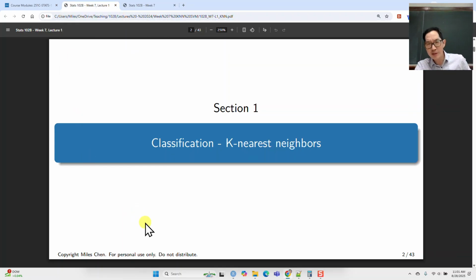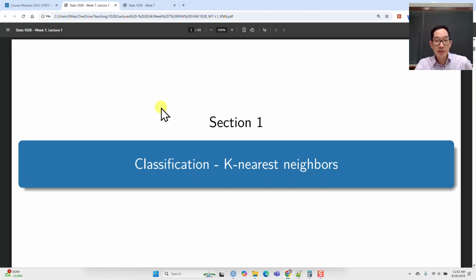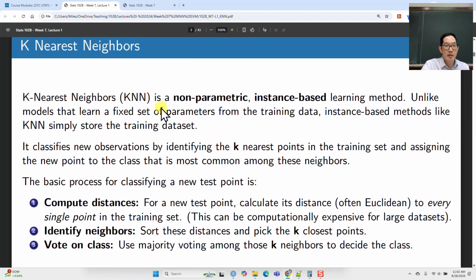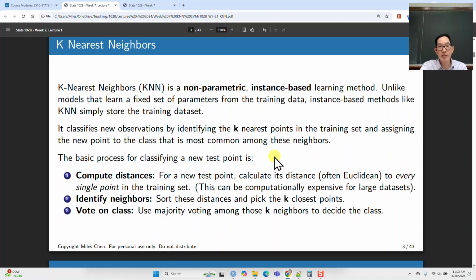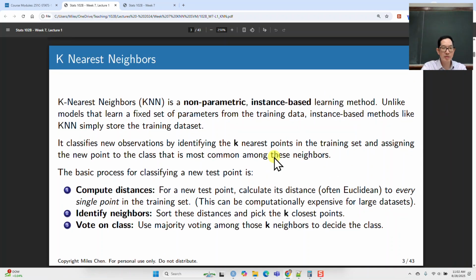Okay. So with k-nearest neighbors, what we are doing is we are going to look at each observation, and we will look for a test case. Okay, we look at what we call the nearest neighbors of this test case, and based on that, we try to make our prediction. This is what we call an instance-based learning method. It's also non-parametric.